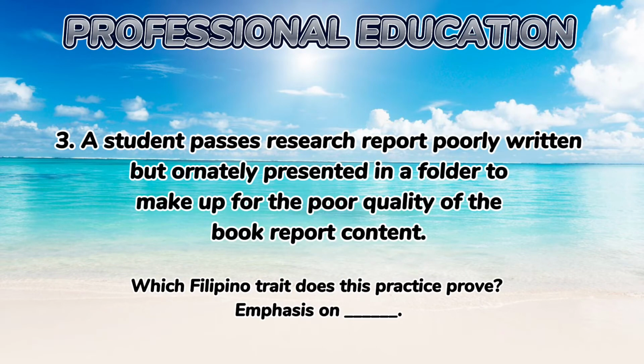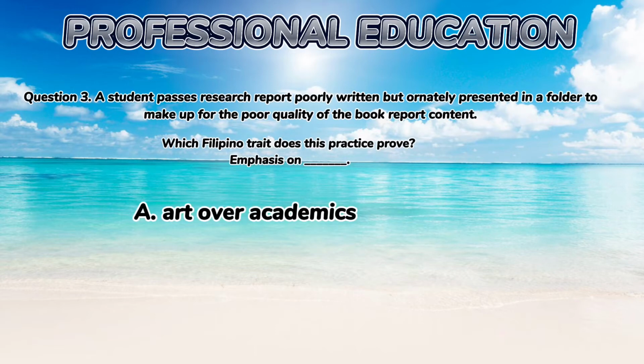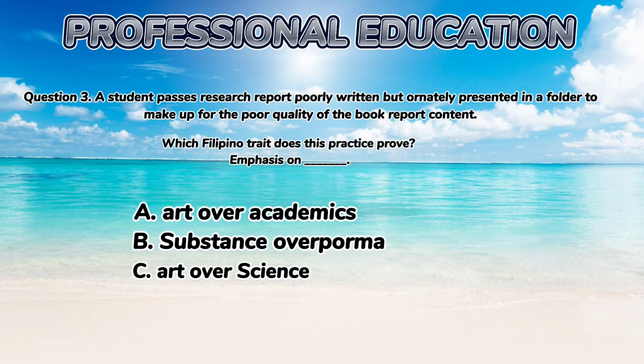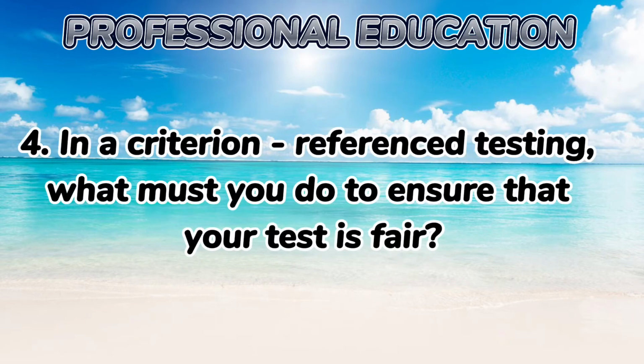Question number 3. A student passes a research report poorly written but ornately presented in a folder to make up for the poor quality of the book report content. Which Filipino trait does this practice prove? Emphasis on blank. Choices are: A. Art over academics. B. Substance over forma. C. Art over science. D. Forma over substance.